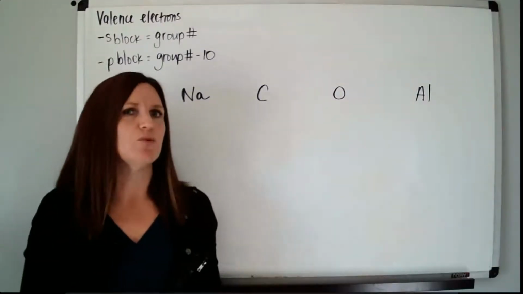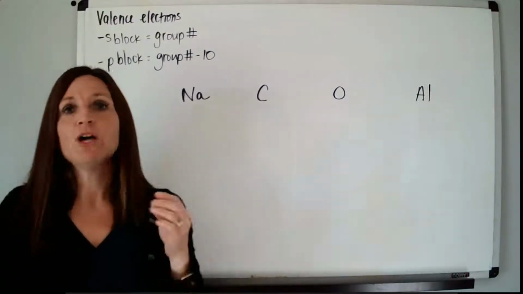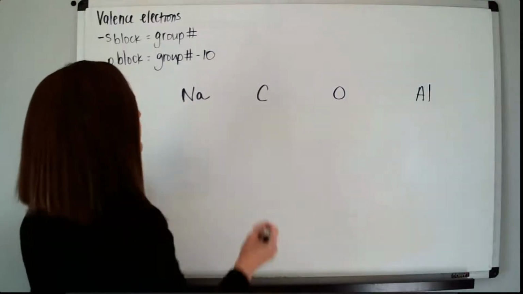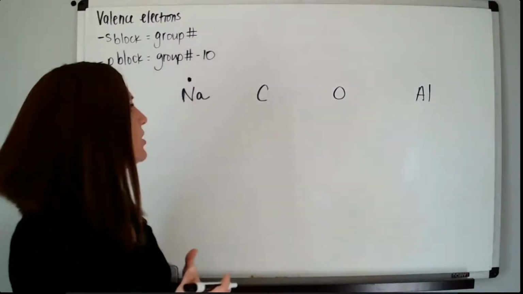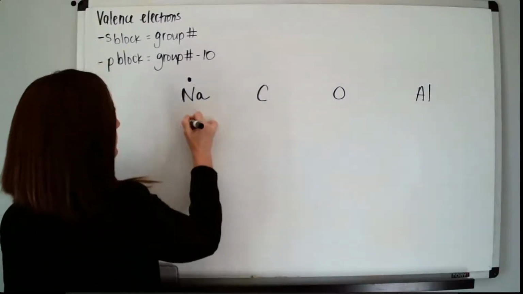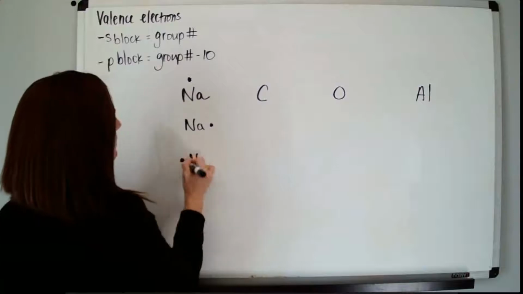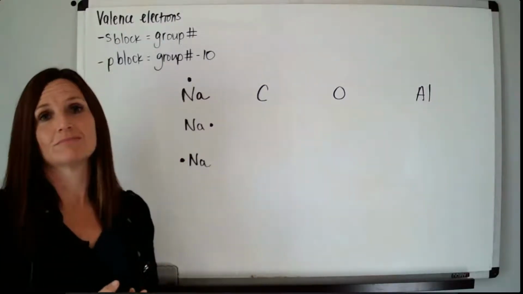The first thing we need to do is look up the number of valence electrons they have. Sodium has 1 valence electron, so for sodium, we're going to put just a single dot. An important thing to know here is that it makes no difference where the dot goes. The dot can be on any side, so long as there's only 1 dot on one side.